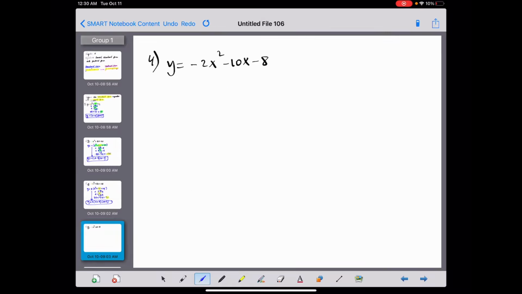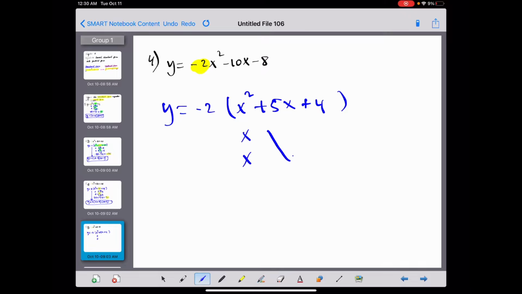Same thing as number 3. We need to factor out this negative 2 right here. So we're going to take it out. And in here, you should have positive x squared. Negative 2 times x squared is negative 2x squared. Negative 2 times positive 5x is negative 10x. And positive 4 gives negative 8. Then we factor x squared, which is x and x. And for 4, two factors multiply to give us 4 but add up to 5. It has to be 4 and 1.